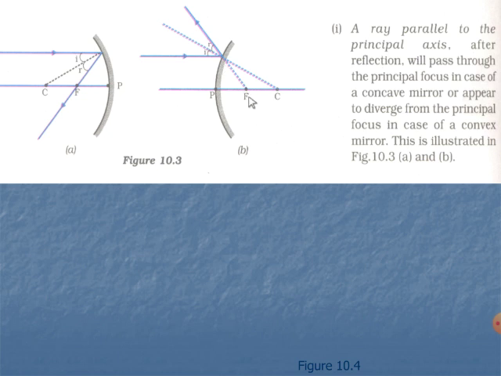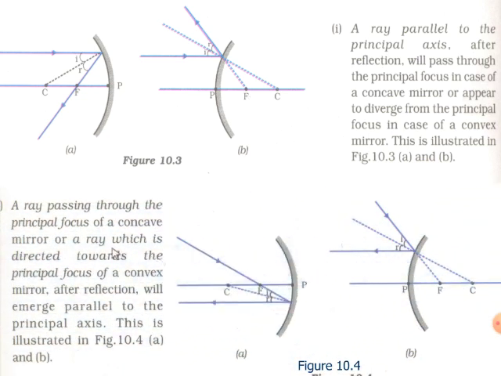Got it? Yes. The second rule: a ray passing through the focus. This is just the reversibility of light. If you make the reflected light the incident light, then the incident ray which was there before will be the reflected light. The reversibility of light always holds good. So if you reverse this light, this will be the incident ray, and the incident ray which was there will now be the reflected ray.